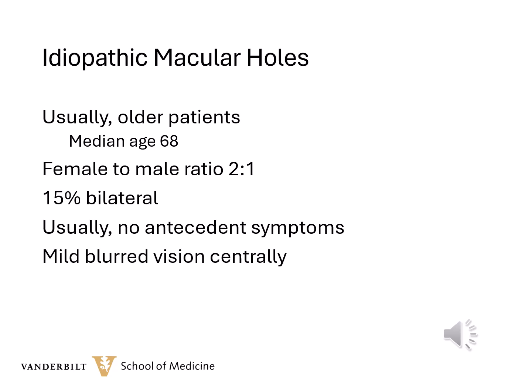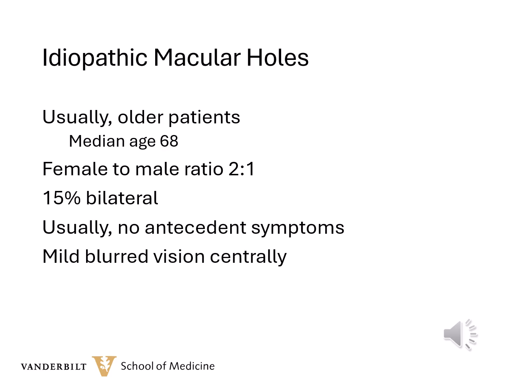The demographics of idiopathic macular holes show that the patients are usually in the older population. The median age is 68. Now, you can get it at any time above age 50, 55 or so. If the patients are younger than that, they will almost always have a secondary disease or some trauma. For some reason, the gender ratio is 2:1 female to male. It can be bilateral about 15% of the time.